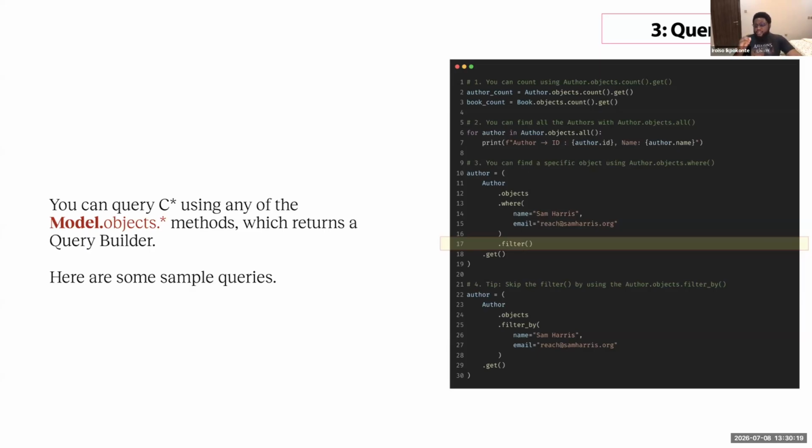Or you can find a specific object using where. You can say author dot objects dot where, and pass a bunch of columns. And of course, this is Cassandra, right? So some queries may require filtering. If you don't turn on filtering, those queries are going to fail. So you can just add a filter call before you do the get, and that executes the query for you. If you don't want to explicitly filter every query you create, you can just use filter by instead of where, and that works just fine.